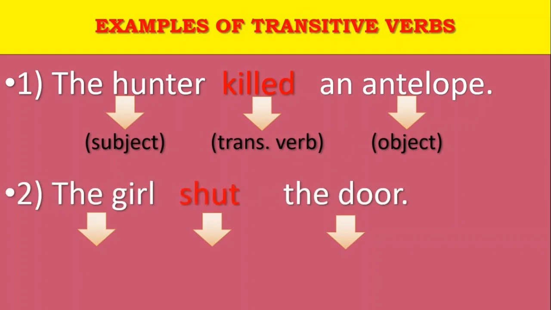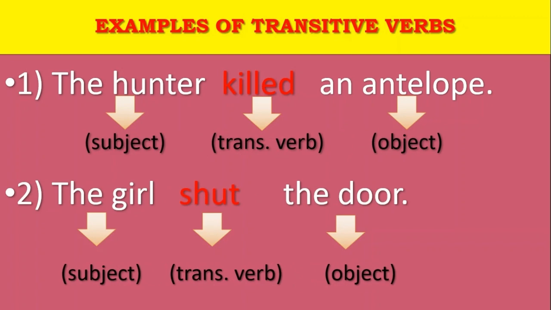The girl shut the door. The girl is the subject, shut is the verb, the door is the object that receives the action performed by the girl. Therefore, shut is the transitive verb because it has a direct object.